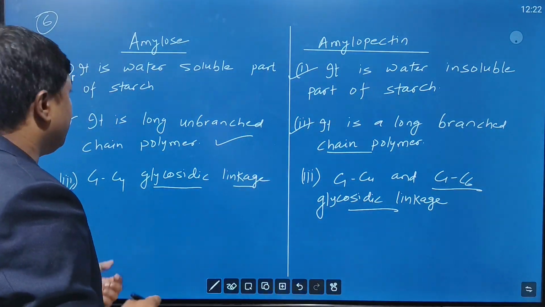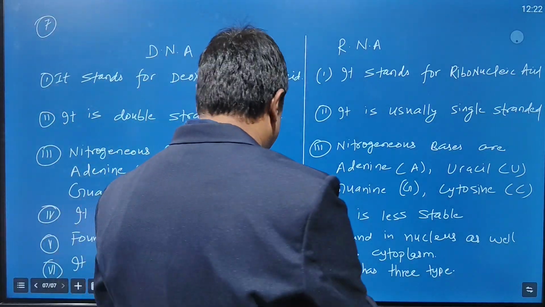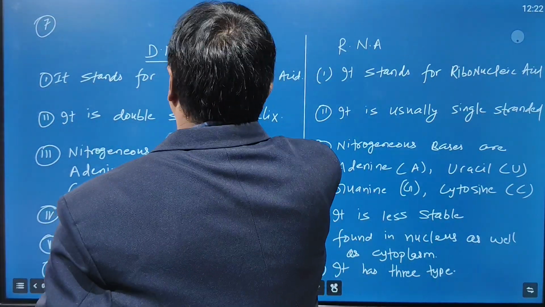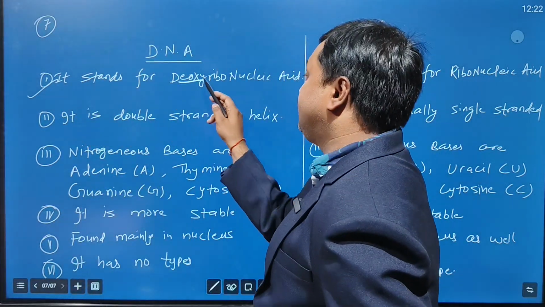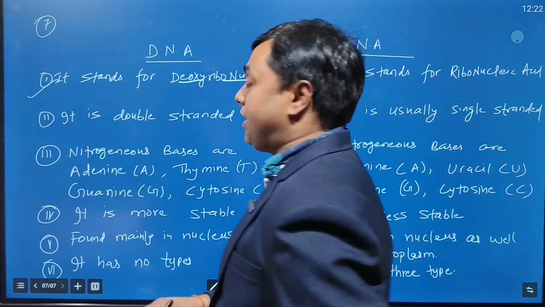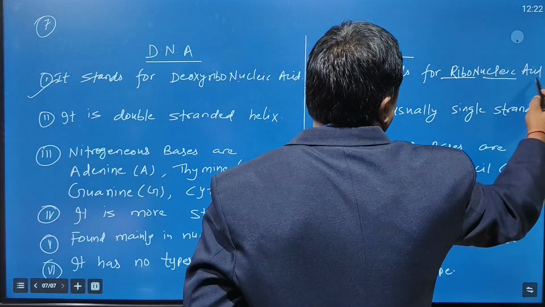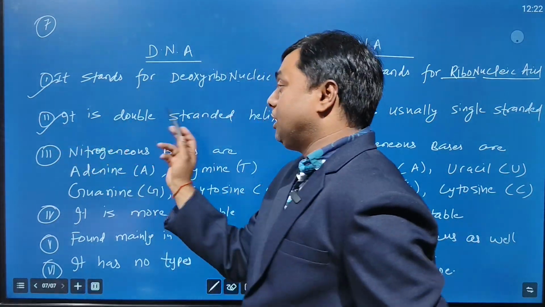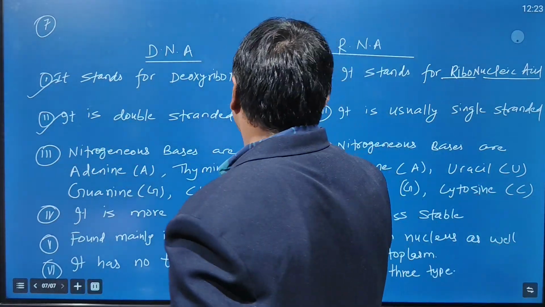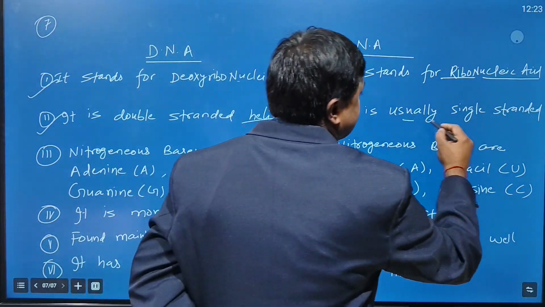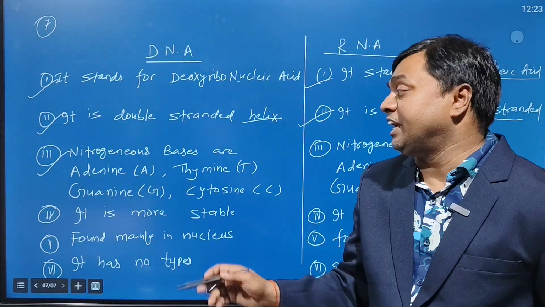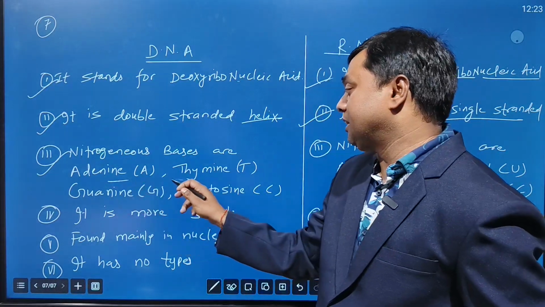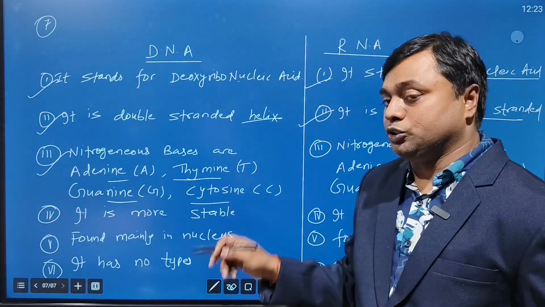Yes or no? Last but not the least, differences between DNA and RNA. DNA stands for deoxyribonucleic acid, whereas RNA stands for ribonucleic acid. DNA is a double-stranded helix, whereas RNA is usually single-stranded. Here, what are the nitrogenous bases in DNA? Nitrogenous bases are adenine, thymine, guanine, and cytosine.